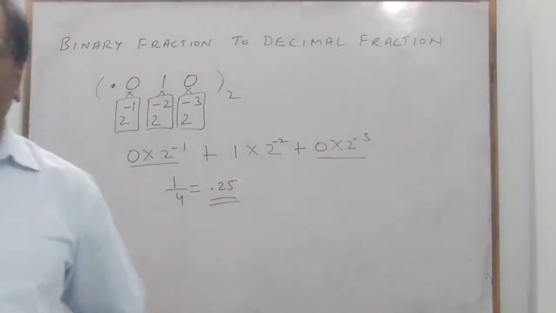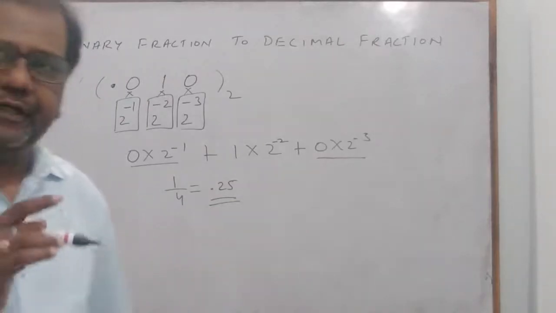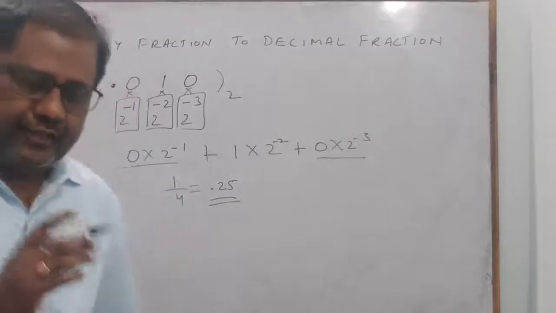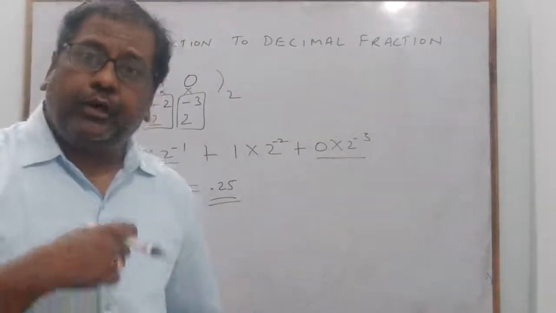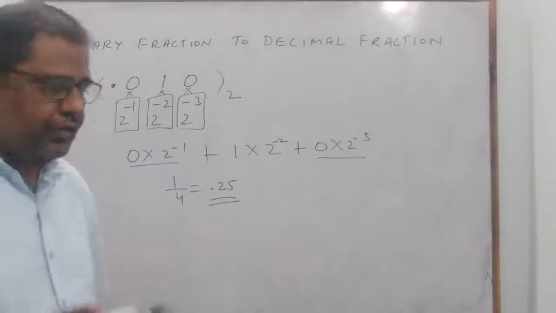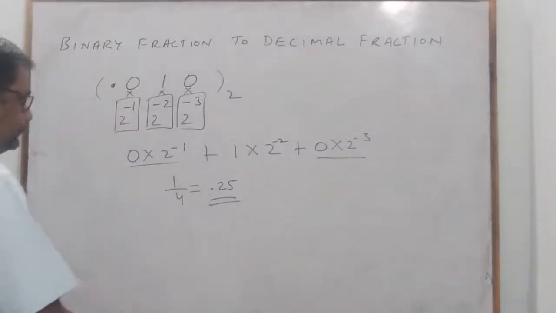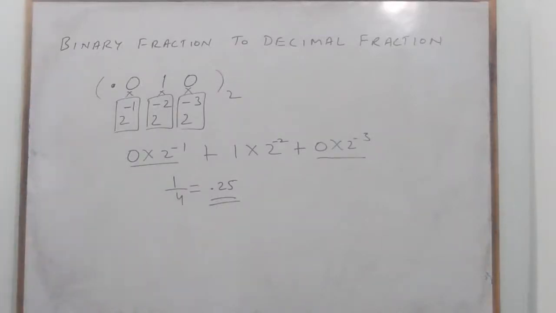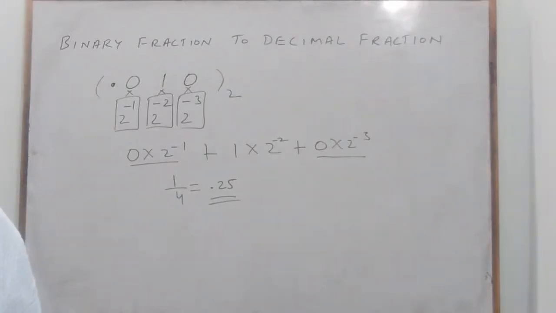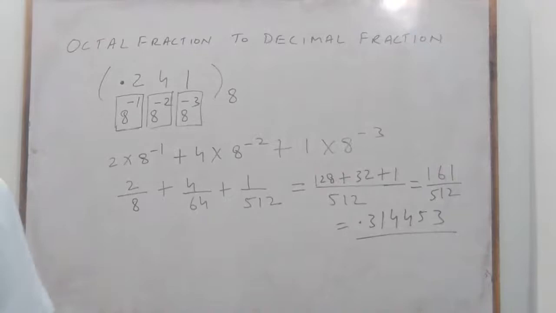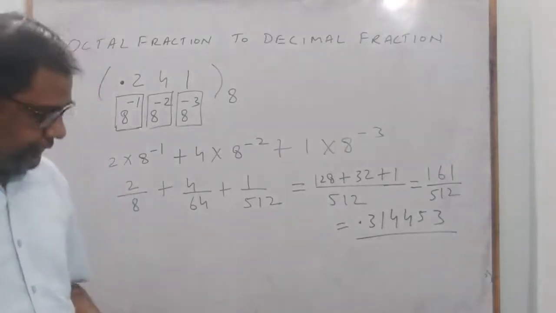This is how we are going to convert a binary fraction into a decimal fraction. Is the point clear? Now moving to the next part. In the next part, please note it down. And then we will move to the next part. Clear?